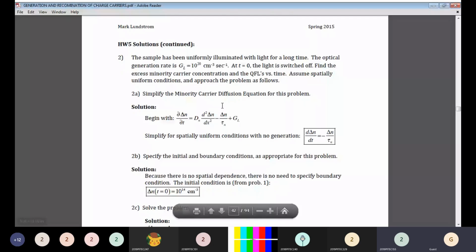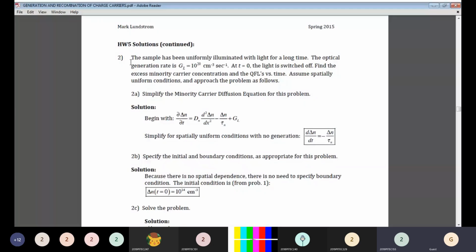Next question. The sample has been uniformly illuminated with light for a long time. The optical generation rate is G_L equal to 10^20 per cubic centimeter per second. At time t equal to 0, the light is switched off. Find the excess minority charge carrier concentration and the QFL versus time. Assume spatially uniform conditions and approach the problem as follows.